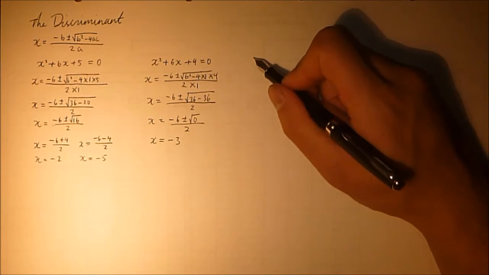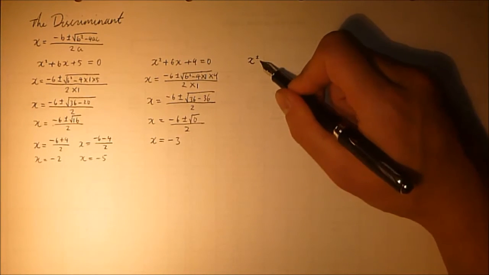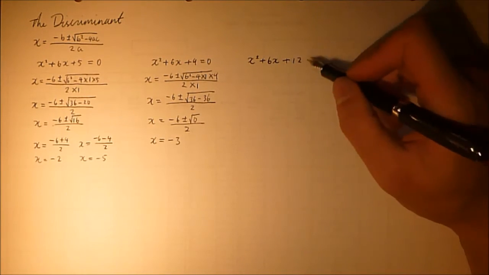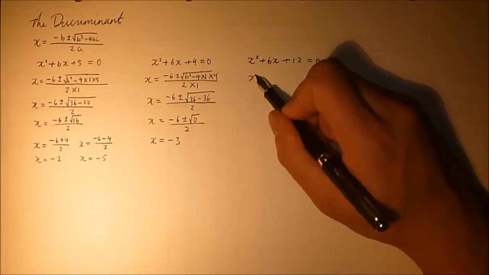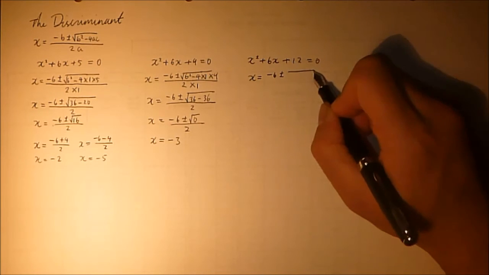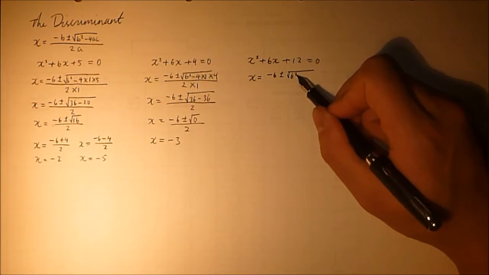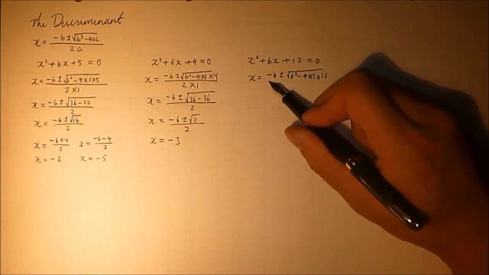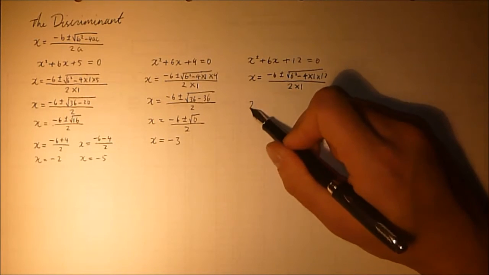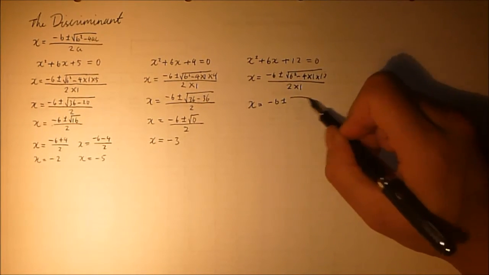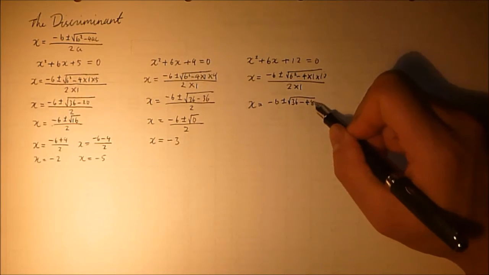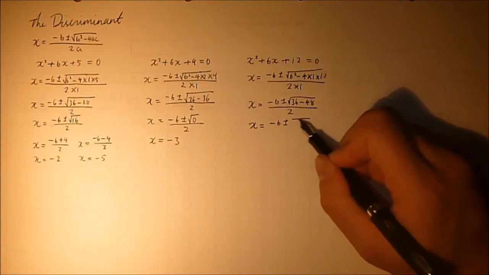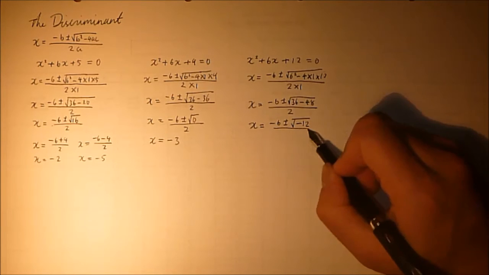And lastly, let's have another example. I assume you can guess by now that whatever's under the radical sign will be negative. So we can have x equals negative 6 plus or minus the square root of 6 squared minus 4 times 1 times 12 over 2a. So x equals negative 6 plus or minus the square root of 36 minus 48 over 2, and x equals negative 6 plus or minus the square root of negative 12 over 2.